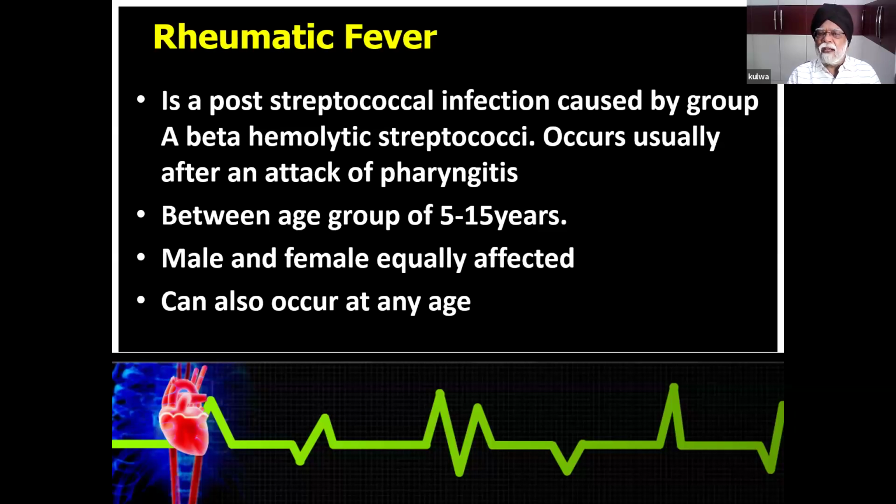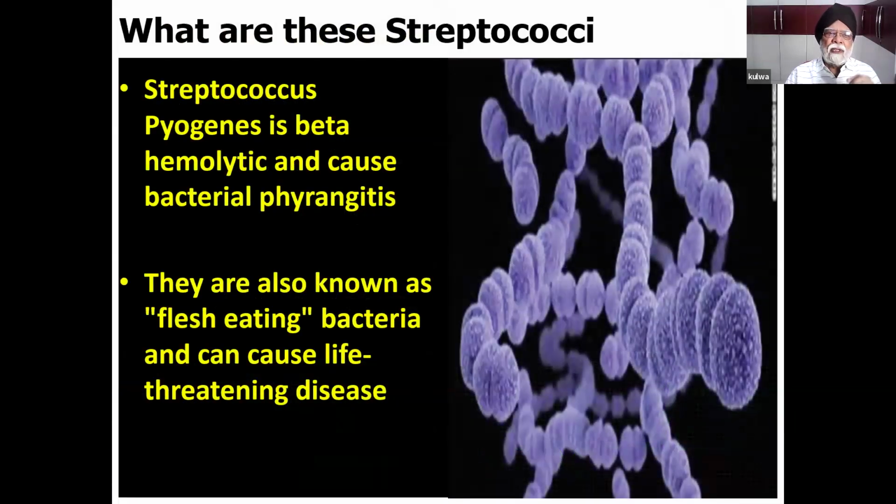it is a disease mostly of the age group from 5 to 15 years. Male and female are equally affected, and it can also occur at any age, but that is very rare. Mostly it is a disease of children between 5 to 15 years of age. Streptococcus pyogenes is beta hemolytic and causes bacterial pharyngitis. It causes pharyngitis, and these bacteria are known as flesh-eating bacteria and cause life-threatening disease. There is a saying that this infection licks the joint but eats the heart. A very common phrase: this infection licks the joint but eats the heart.